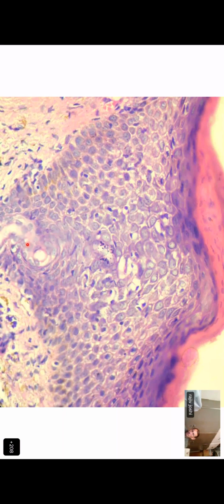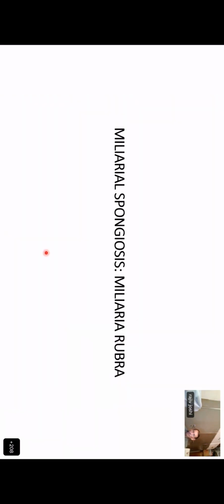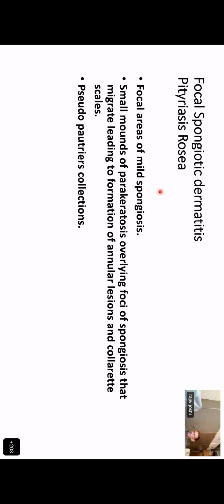So this is the acrosyringium. This is the sweat duct as it moves through the epidermis. So this is miliaria rubra. And you can get focal spongiotic dermatitis, as you see in pityriasis rosea. So here you get acanthosis. You don't get psoriasiform, but it's acanthotic, with a superficial perivascular lymphocytic infiltrate, and just a single focus of spongiosis here.